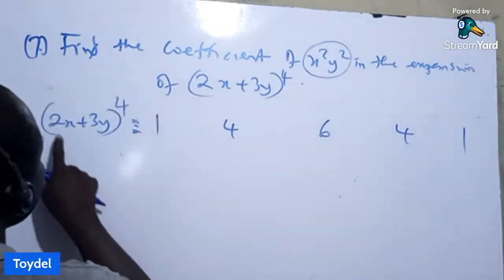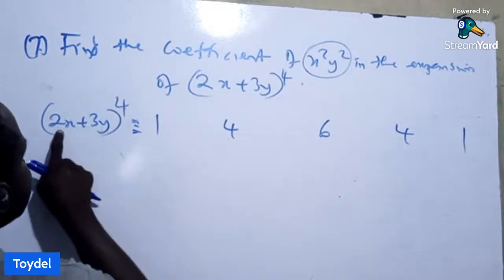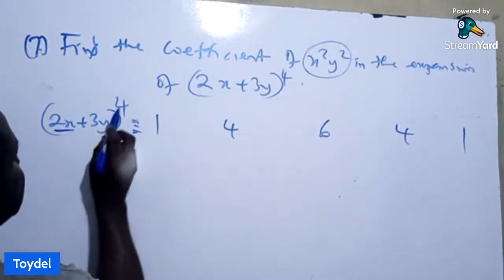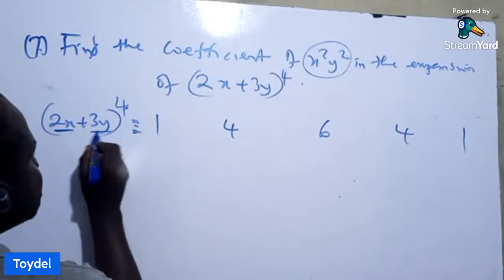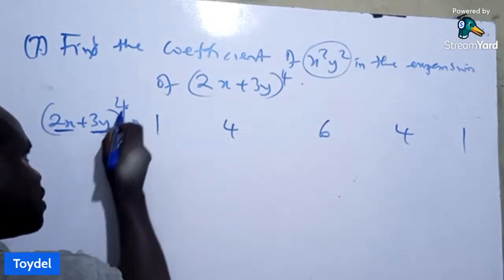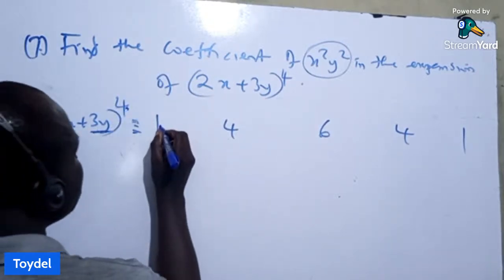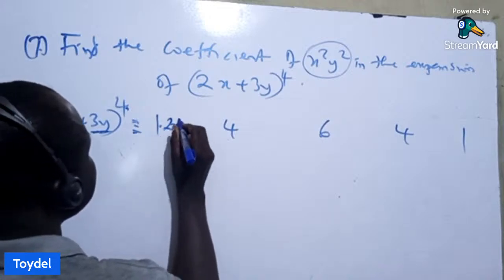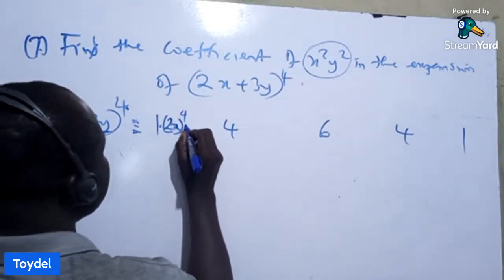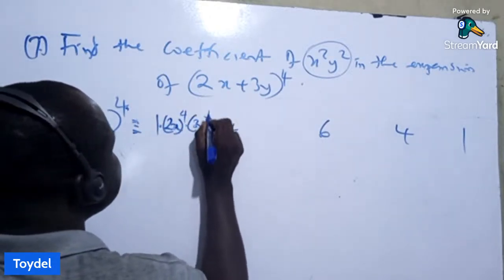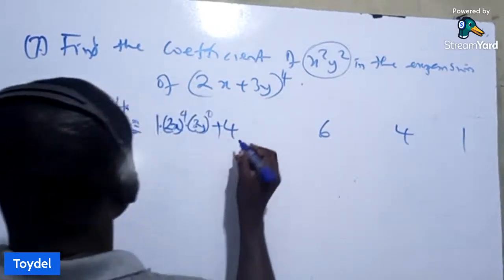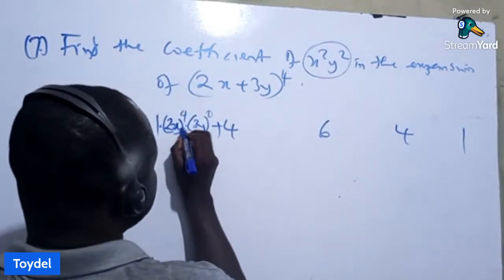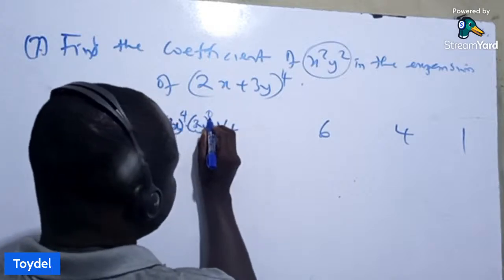So in this case, if you want to expand, the first value will be reducing with respect to its power, while the second one will be increasing with respect to its power. That is, we are going to have 1 multiplied by 2x raised to power 4 multiplied by 3y raised to power 0, plus that will be the first one. Then you go to the second one. This one will reduce from 4 to 3, and this one will increase from 0 to 1.